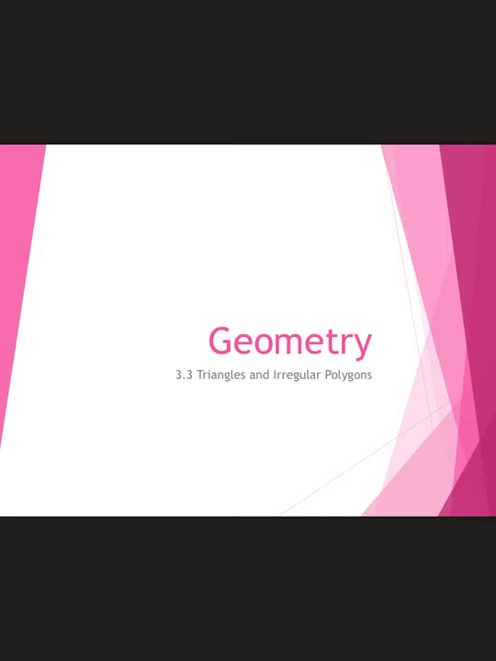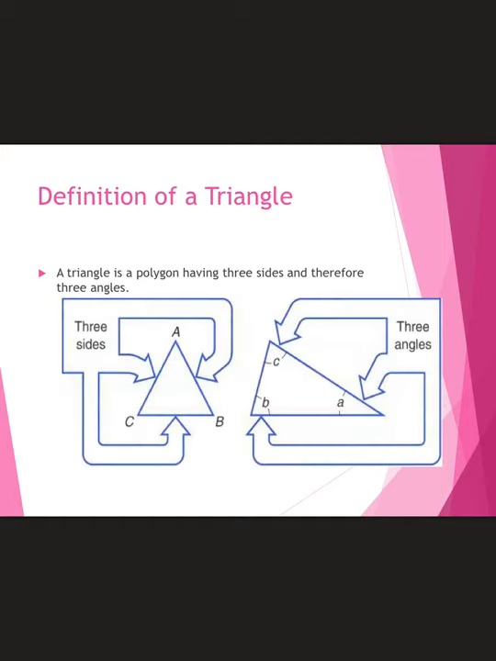In this section of Chapter 3, we're going to be looking at triangles and irregular polygons. So a triangle is a polygon that has 3 sides, therefore it has 3 angles. In this first figure on the left, you can see we have side AB, side BC, and side CA. And then we have our 3 angles, angle C, angle A, and angle B.